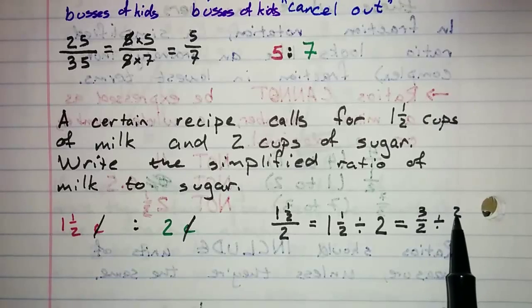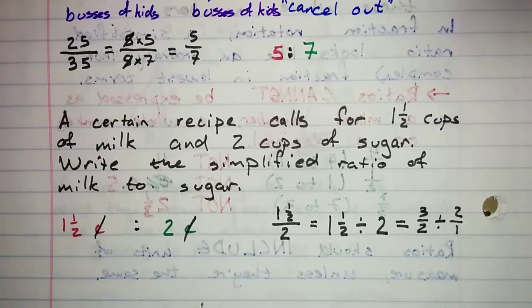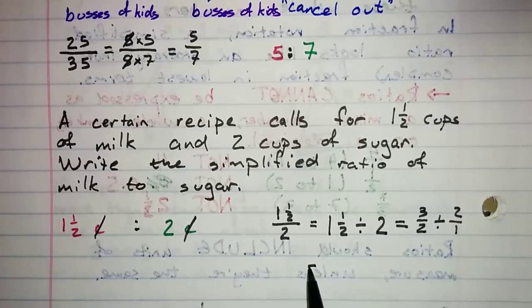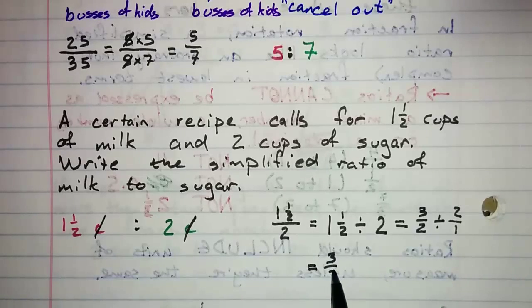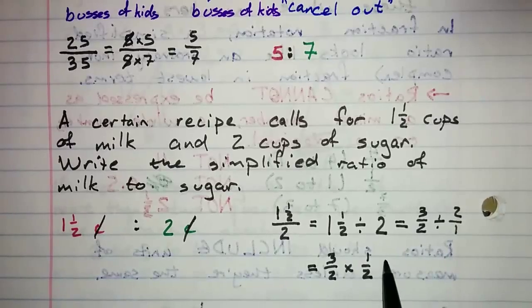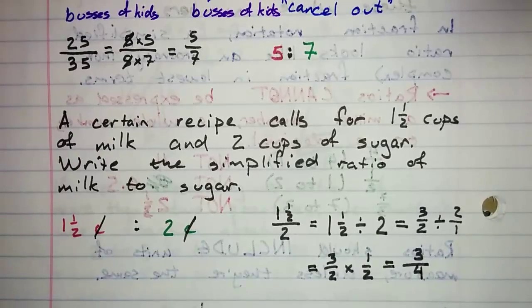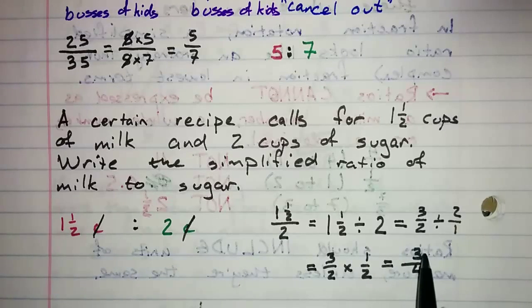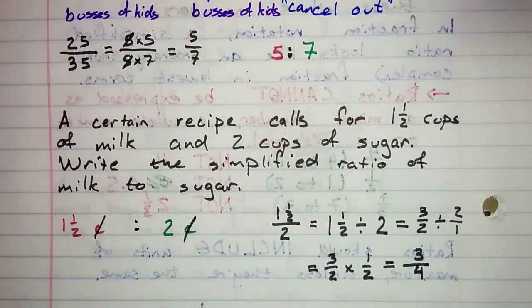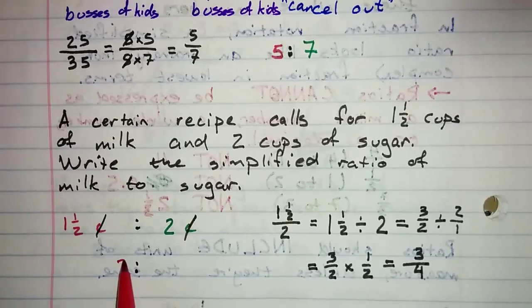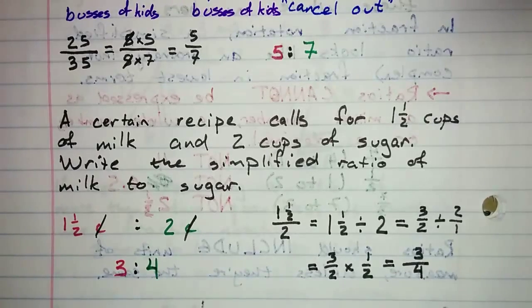And divided by 2 whole things. So let's see, that's going to be 3 halves times 1/2. Multiply the numerators. Multiply the denominators. I have 3 to 4. The ratio of milk to sugar is 3 to 4.